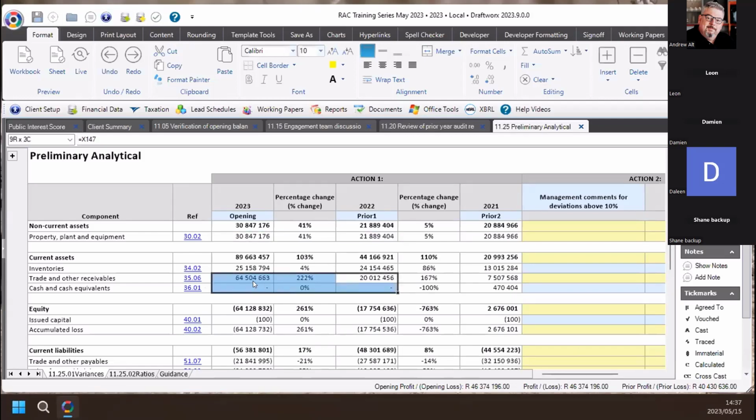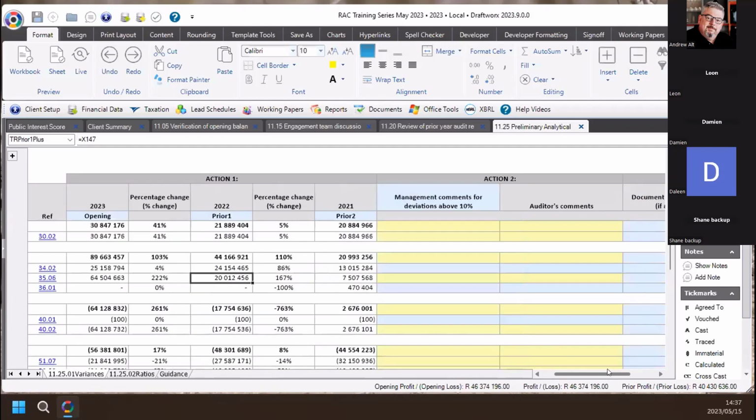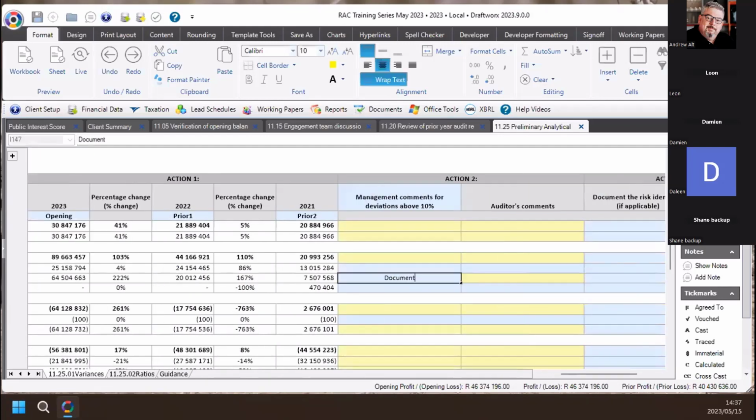If we have a look at this as an example, for instance, trade and other receivables increased by 222%. So you go to ask management, what's happened with trade receivables over the last year? They might tell you, look, we've got a few very large government contracts close to year end. So we've seen a massive growth in our trade and other receivables. Okay, that tells me management understands what's happening in their financials. I don't have to lead them. And hopefully management are aware of what's going on. And then I could start thinking, well, does that raise a risk? So I could then go and document something.